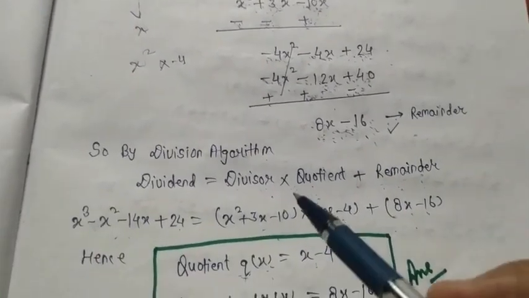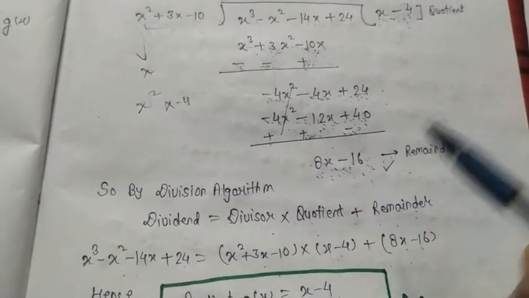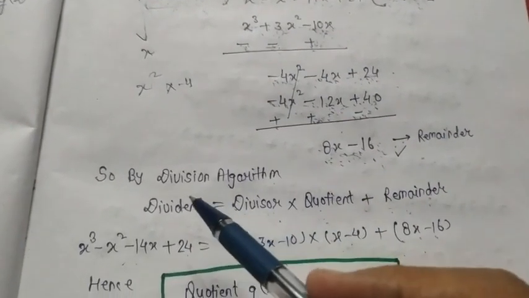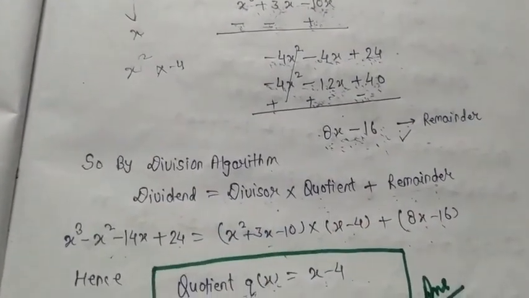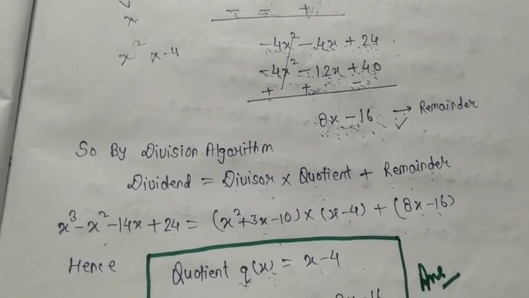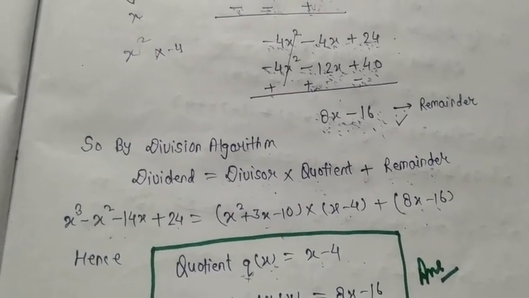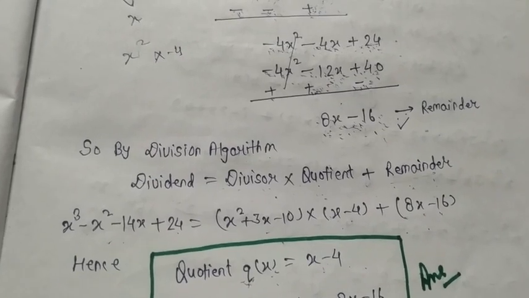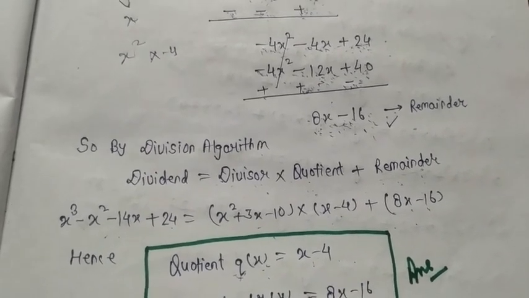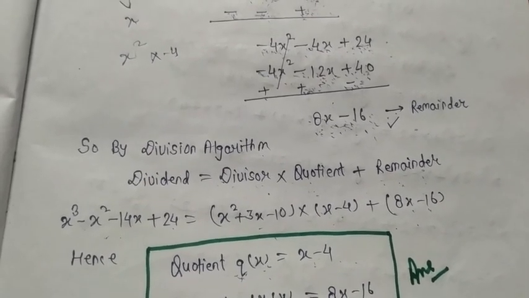After that, you can represent all the above operations this way. By the division algorithm, dividend is equal to divisor into quotient plus remainder. Dividend is x cube minus x square minus 14x plus 24. Divisor was x square plus 3x minus 10.